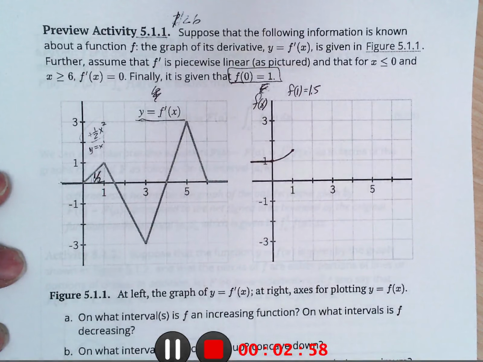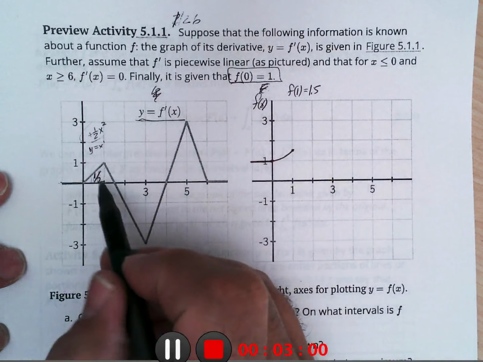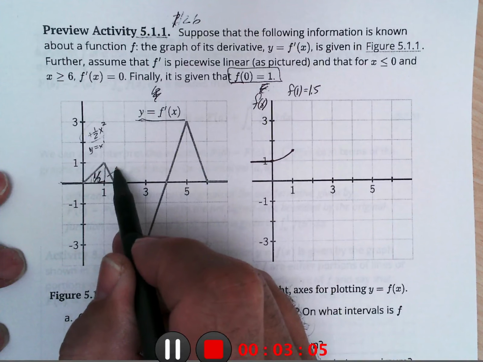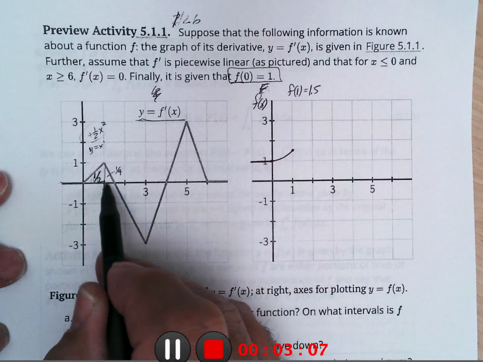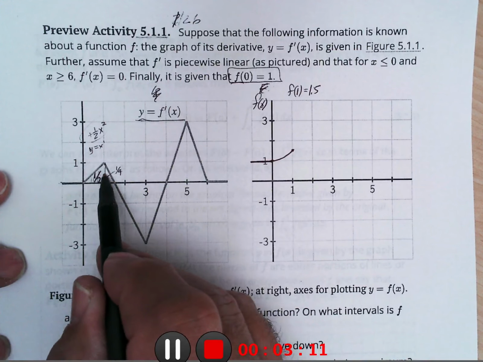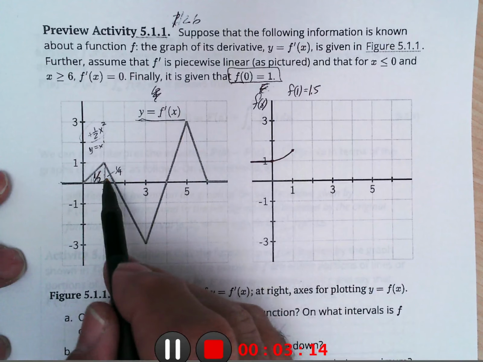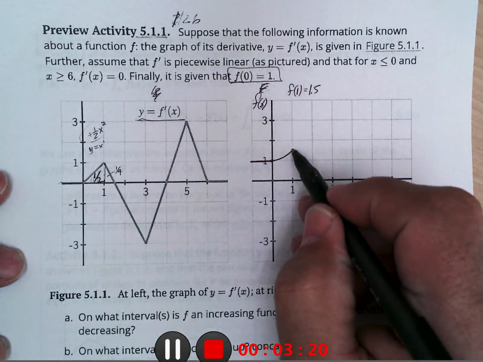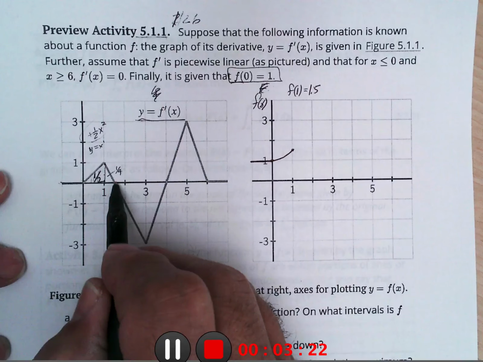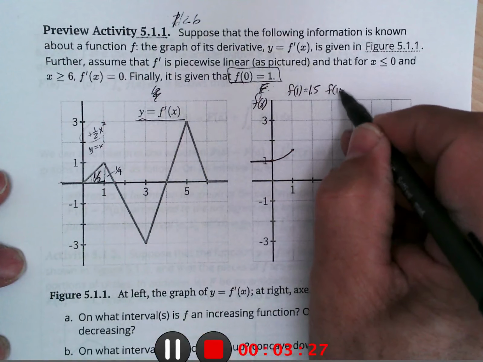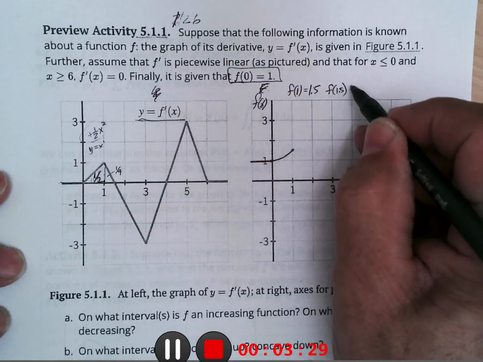Okay? Now, this area is 1/4. It's a half wide, 1 tall, and so a half times 1 is a half, and then half of that, for it being a triangle, is a quarter. So I need to go up 1 more quarter by 1.5. So f of 1.5 is 1.75, 1 3/4.